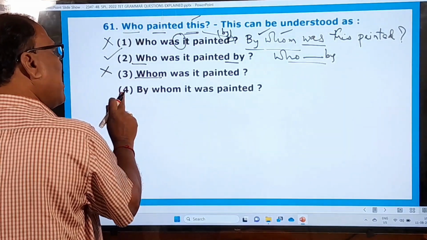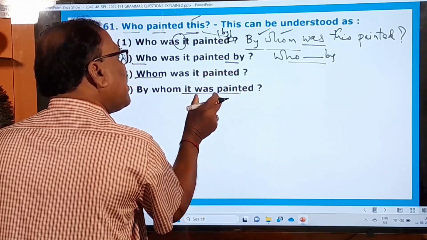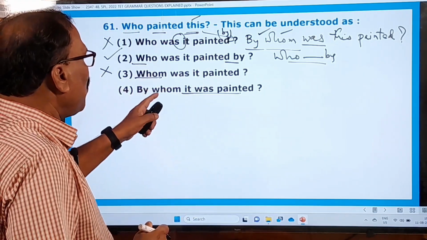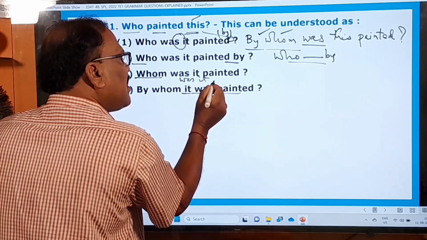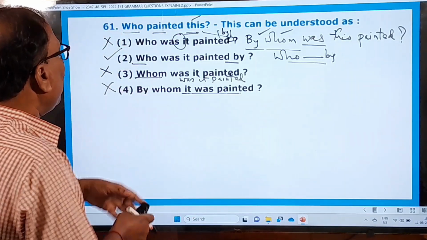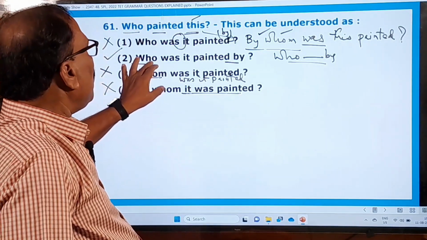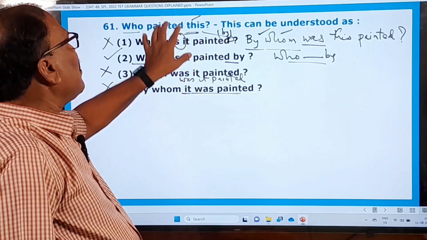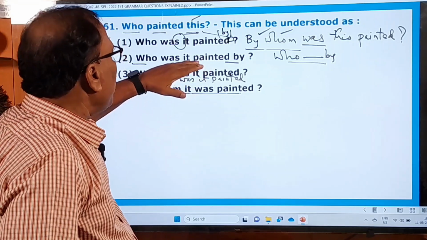And the fourth one is almost correct: By whom it was painted. But here, the question order is not given. In a question, the sentence order must be in the question order. So here, by whom it was painted is the wrong sentence order. It should have been, was it painted? This is the question order. This question order is missing in this, and that's why this is also wrong. So in this way, the first one is wrong, the third one is wrong, the fourth one is wrong, only the second one is right. That means this active voice sentence can be changed into this passive voice sentence like this.